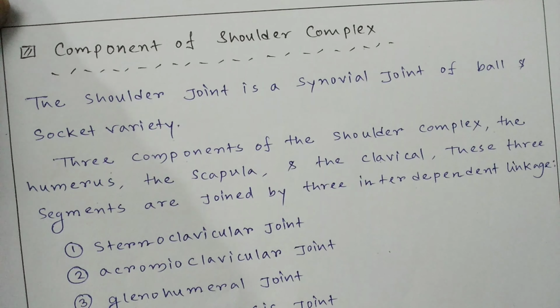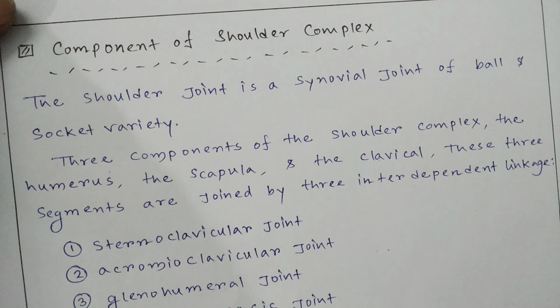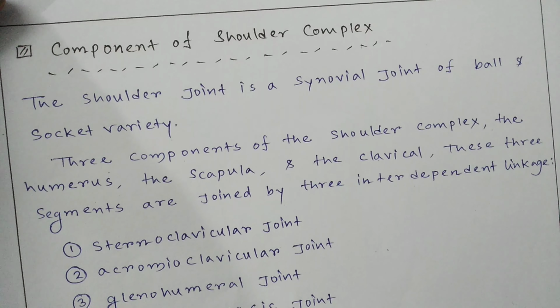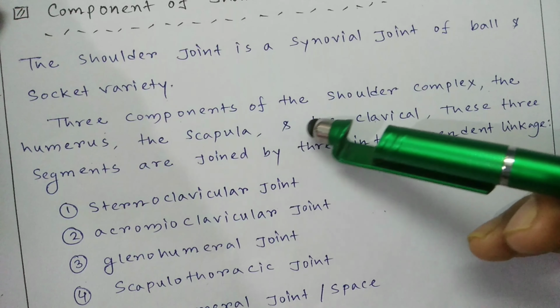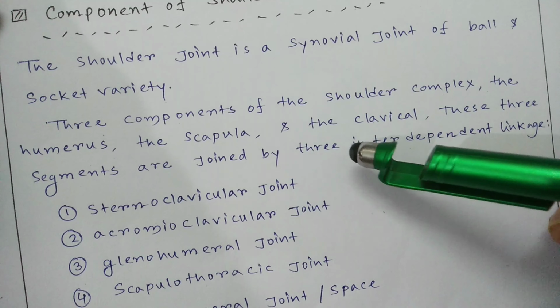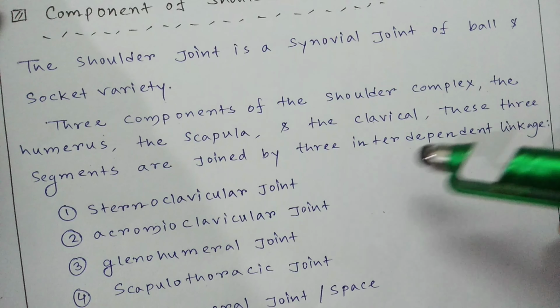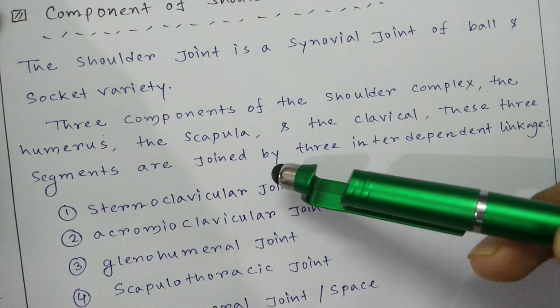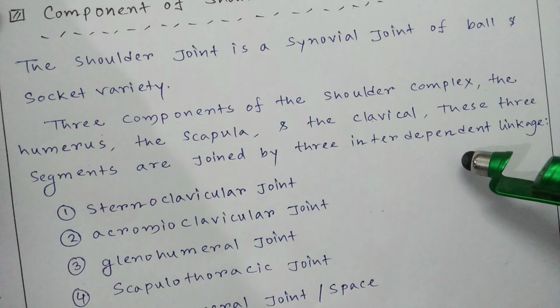Today I am going to discuss the shoulder complex. We all know that the shoulder joint is a synovial type of joint, of the ball and socket variety. There are three components of the shoulder complex: the humerus, the scapula, and the clavicle, and those three segments are joined by three interdependent linkages.